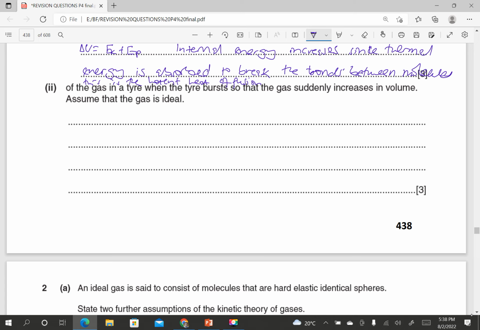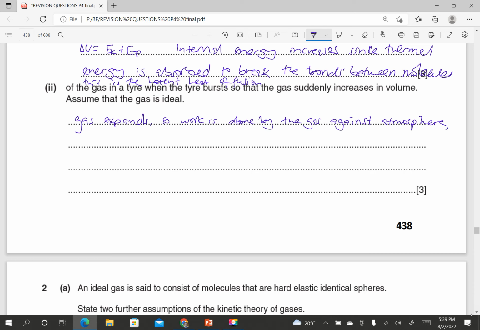Then also state and explain in terms of your expression in A, the change, if any, in the internal energy of the gas in a tire when the tire bursts, so that the gas suddenly increases in volume. Assume that the gas is ideal. The gas suddenly increases in volume, so in other words, the gas expands. If the gas expands, it means work is done by the gas, of course against the atmospheric pressure.